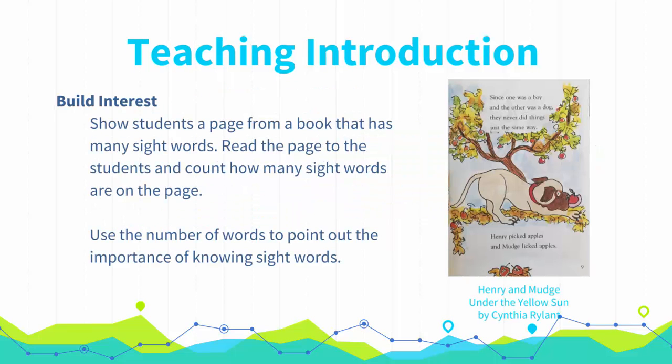Continue your introduction by building their interest. Show students a page from a book that has many sight words. Read the page to the students and count how many sight words are on the page. For example, in the page from Cynthia Rylant's Henry and Mudge Under the Yellow Sun, there are 19 sight words. Use the number of words to point out how important it is to know sight words.